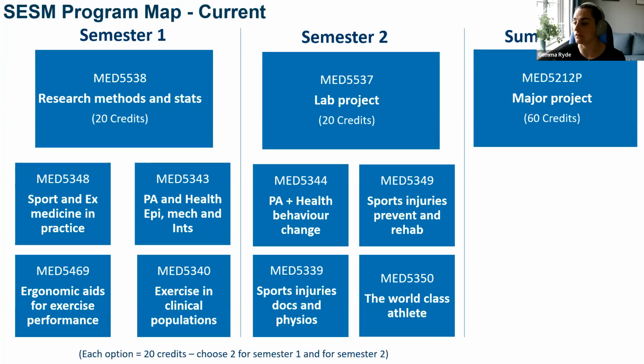And then you have your 4 options again, you choose 2. You've got physical activity, health and behaviour change, which really builds on the physical activity course that you could do in semester 1. Sports injuries, there's 2 sports injuries modules there.